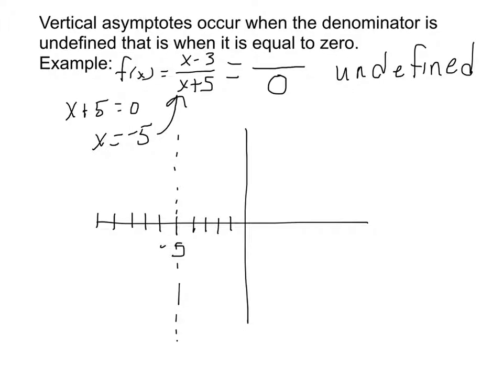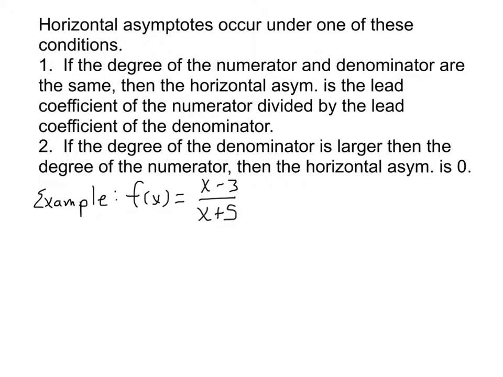So let's move on to horizontal asymptotes. Horizontal asymptotes occur under one of these conditions. If the degree of the numerator and denominator are the same, then the horizontal asymptote is the lead coefficient of the numerator divided by the lead coefficient of the denominator, as is the case in our example, as you can look below. Both numerator and denominator are of degree 1. If the degree of the denominator is larger than the degree of the numerator, then the horizontal asymptote is 0. And we will discuss that later.